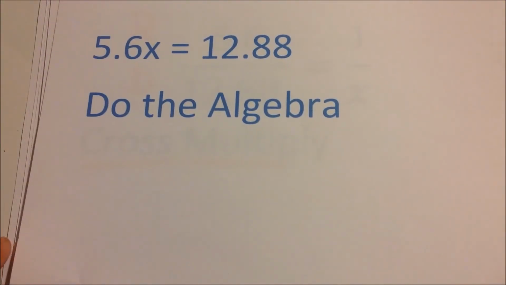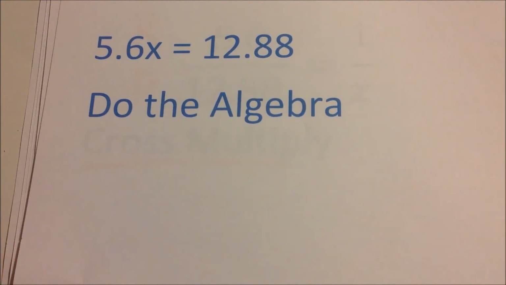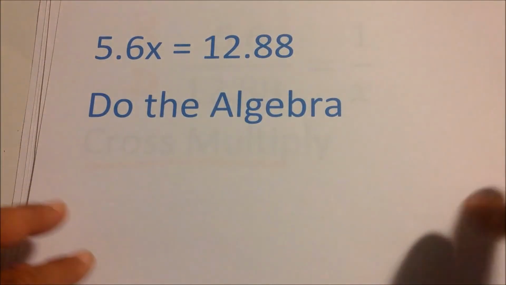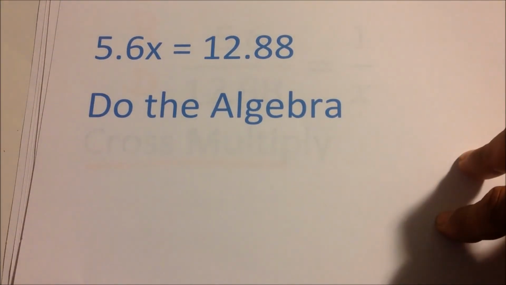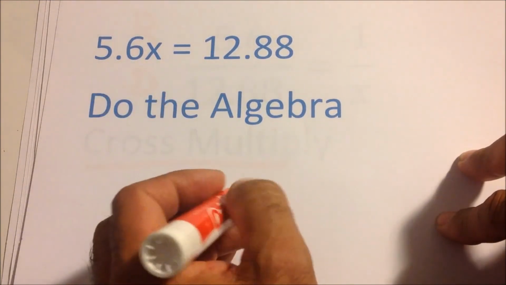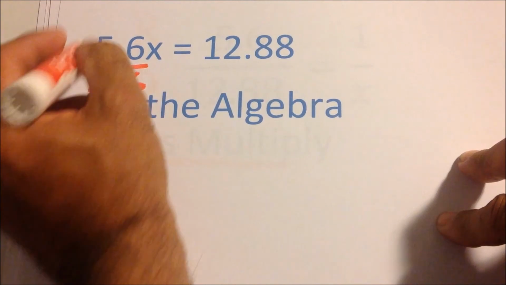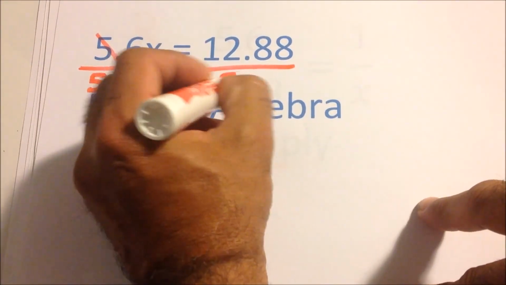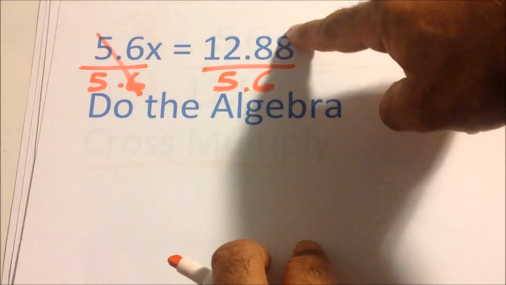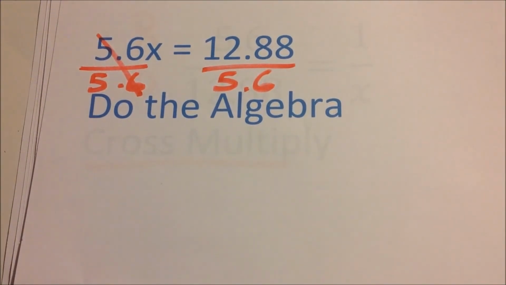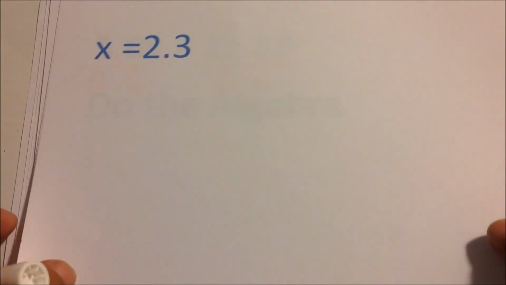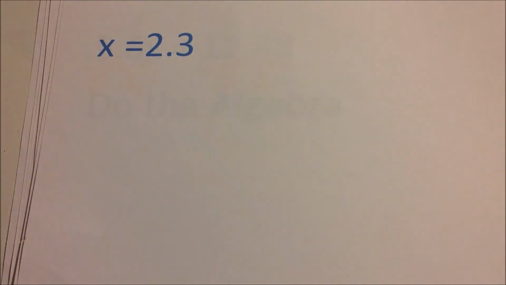Okay, now it's just doing the algebra. If you remember, you want to isolate the x. Of course, you could have made this a d, whatever, it doesn't matter. Some people put d for dalts. So again, to isolate the x here, we want to divide the 5.6 on that one side. Whatever you do to one side, do to the other. So you're dividing. And what do you get? 2.3.